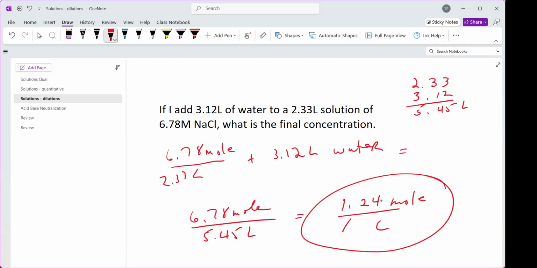So when we dilute something, does the concentration go up or down? Down. So our answer should be less than what we started with. Okay, we started with 678, we ended with 124. So that number makes sense.